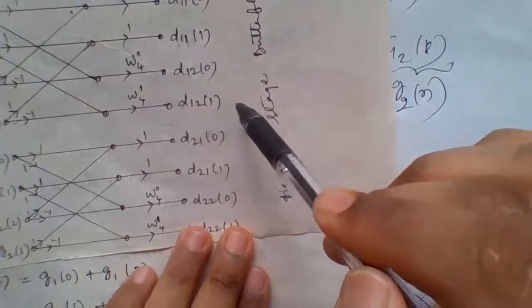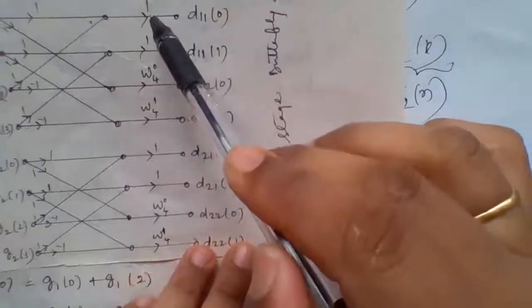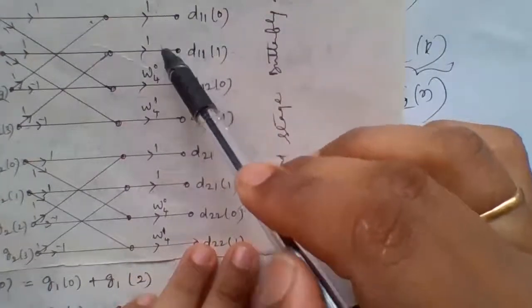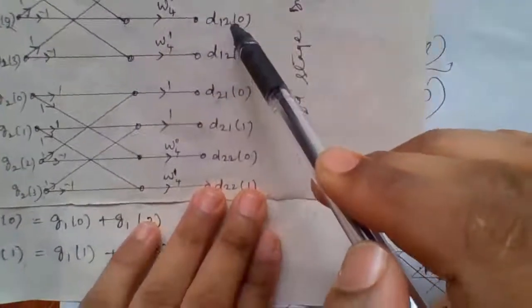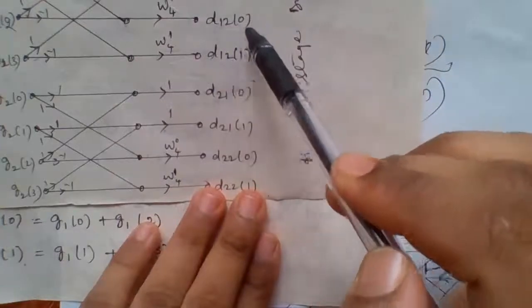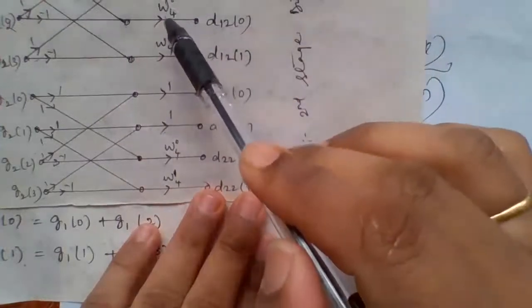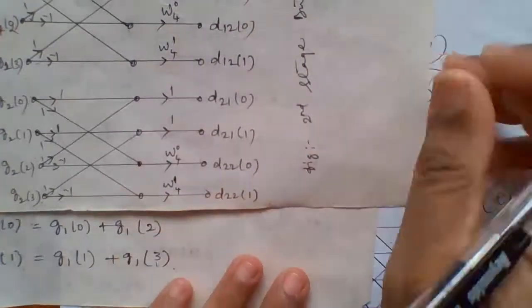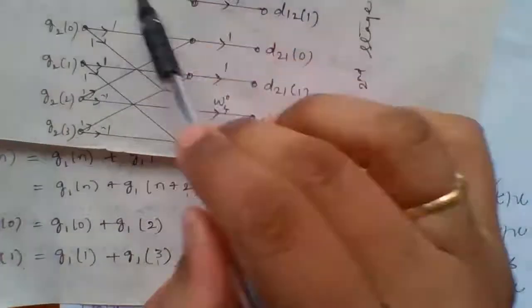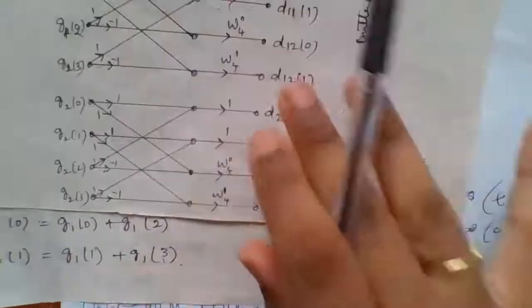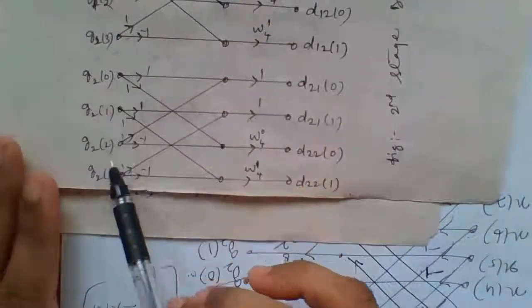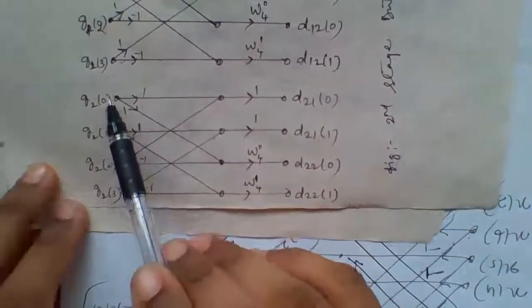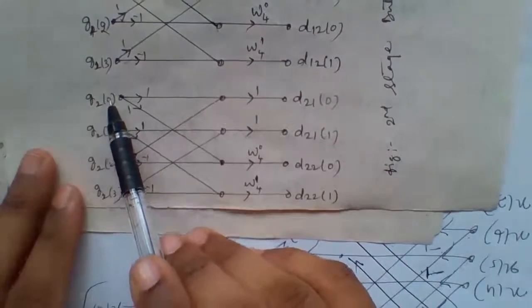So in the branches here, as these two are additions, plus 1, plus 1. But the remaining two, that is D12 of 0 and D12 of 1, are subtractions. They are multiplied by W raised to 0 and W raised to 1. As we have done with the first part, the same thing should be repeated with respect to G2 also. They are already available, G2 of 0, 1, 2, 3.